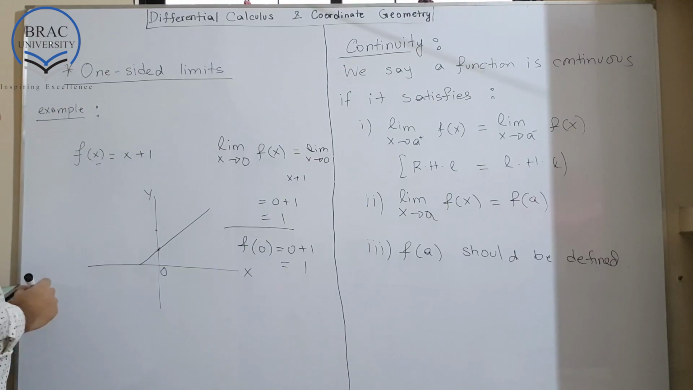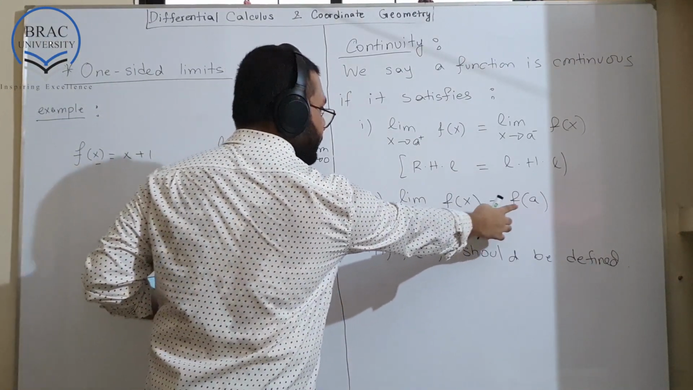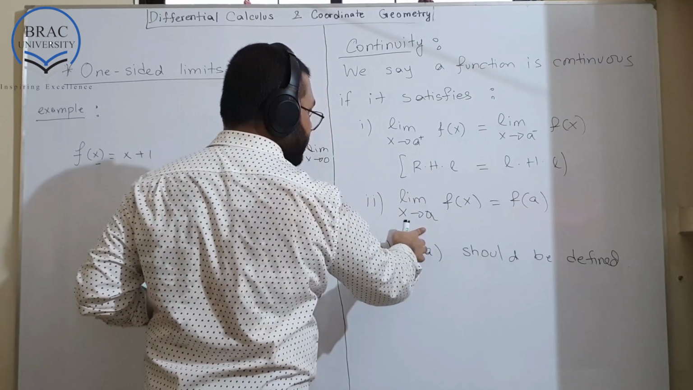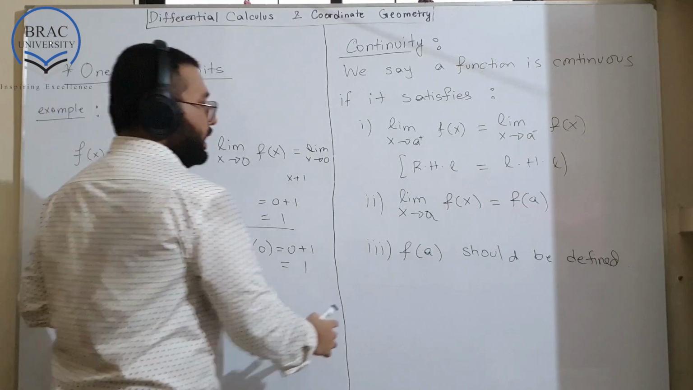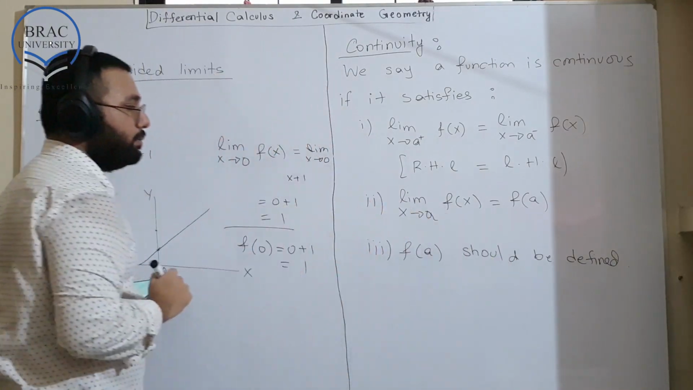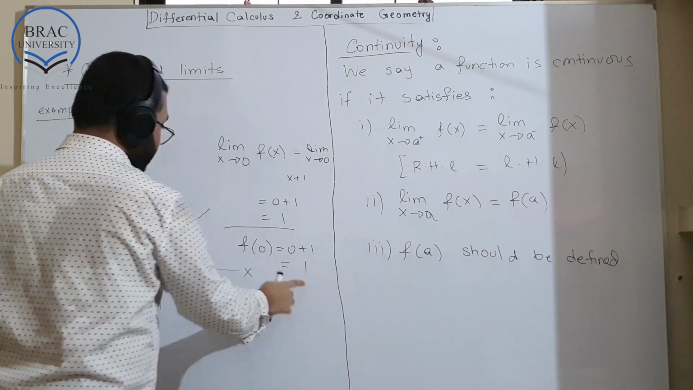This is our function x plus 1. So when you put the value a here, it should be the same when you consider the limit as x goes to a. Also, f of a should be defined. What does that mean? It should have a certain value. Here the value of f of 0 is 1.